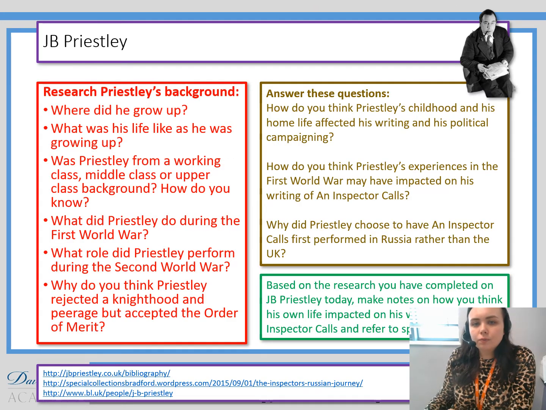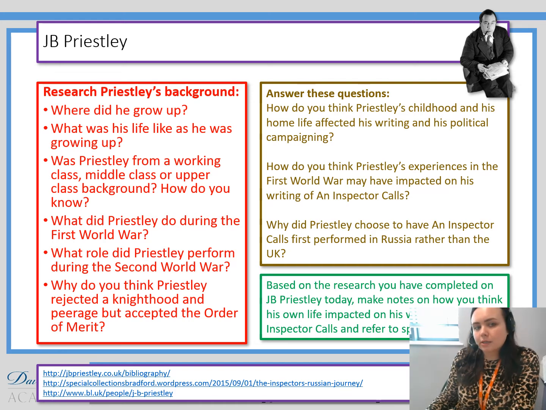First of all, you might want to do a little more research into JB Priestley himself, okay? There are some questions here that you could look up. Where did he grow up? What was his life like growing up? Was Priestley from a working class, middle class or upper class background? How do you know? What did Priestley do during the First World War? What role did Priestley perform during the Second World War? And why do you think Priestley rejected a knighthood and a peerage but accepted the Order of Merit? These are all things that if you Google, you'll find the answers to, okay? So you could create a fact file on JB Priestley.